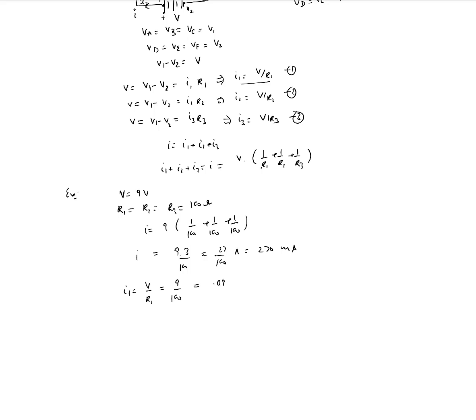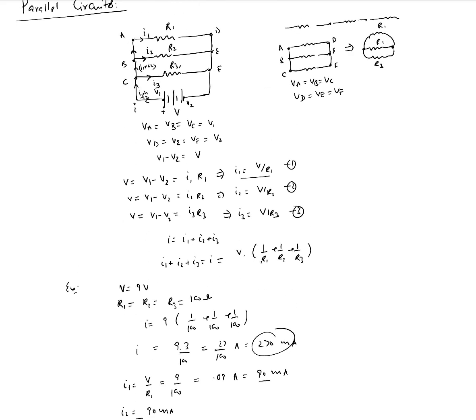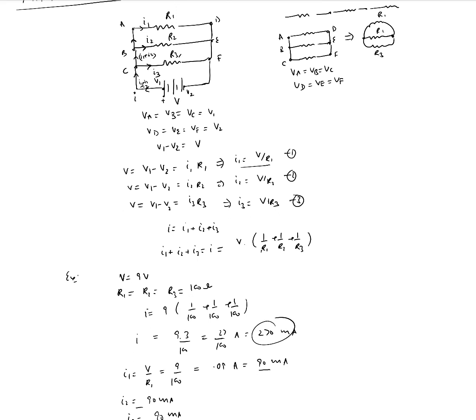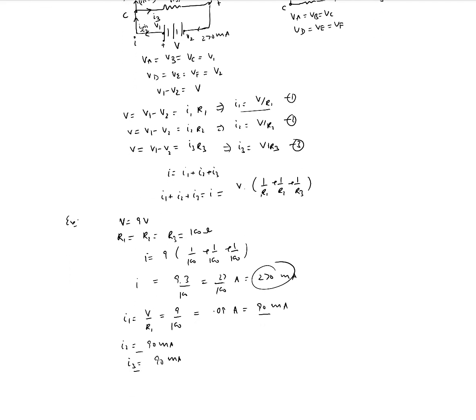So that's 0.09 ampere, which is 90 milliamp, right? Similarly, I2 would also come out to be 90 milliamp, and I3 would be equal to 90 milliamp. And you can see that if you add each of these three currents, 90 milliamps times 3, you get 270 milliamp. That's the current emanating from the battery, right? So from the battery, you had 270 milliamp of current starting, and then it gets divided equally in the three segments into 90 milliamps each.